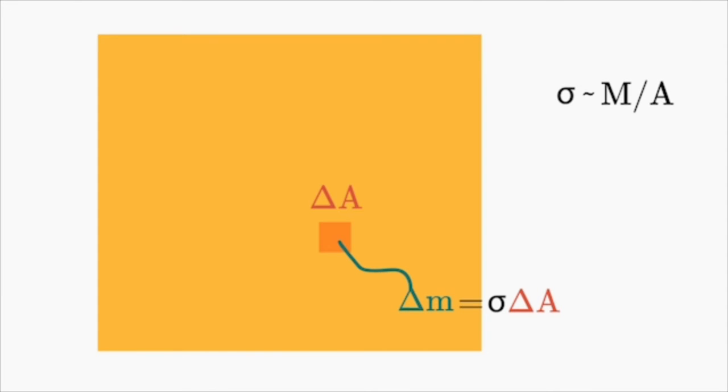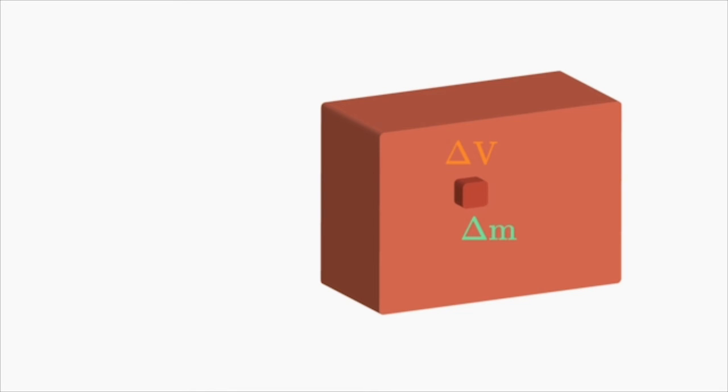In two dimensions, the area element contains an amount of mass, sigma, times delta A, where sigma has units of mass over area. Finally, in three dimensions, the volume density, rho, connects the small mass, delta M, to the volume, delta V.